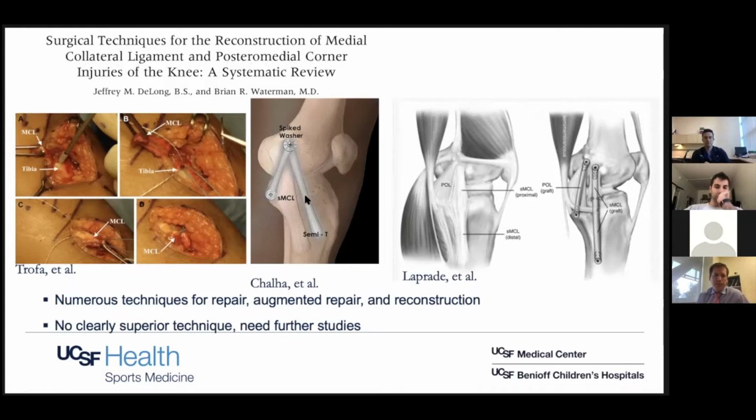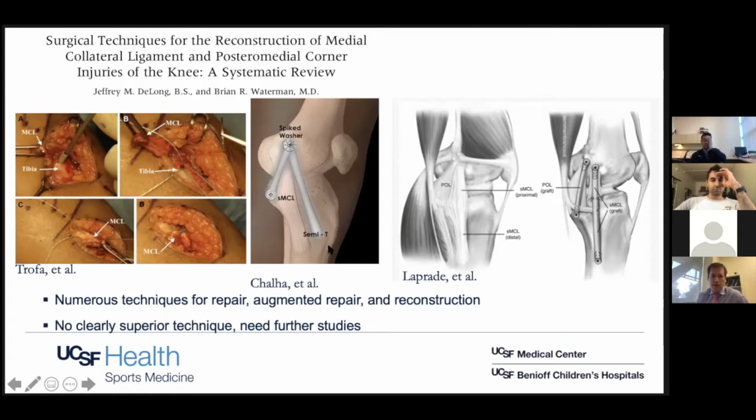But the MCL, in contrast to an ACL injury, you can repair the MCL and get good results. So if the tissue quality is good, that can be an option. In the more chronic setting, you may need to reconstruct both the superficial MCL as well as the posterior oblique ligament. That's the far other end of the spectrum. So depending on tissue quality, that will really make your determination of best approach.